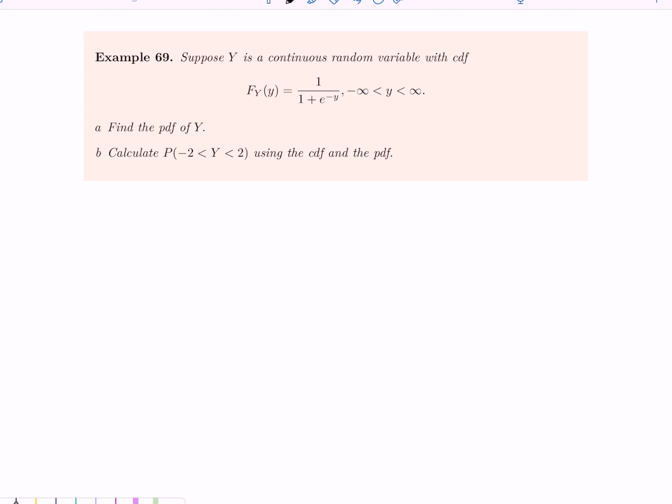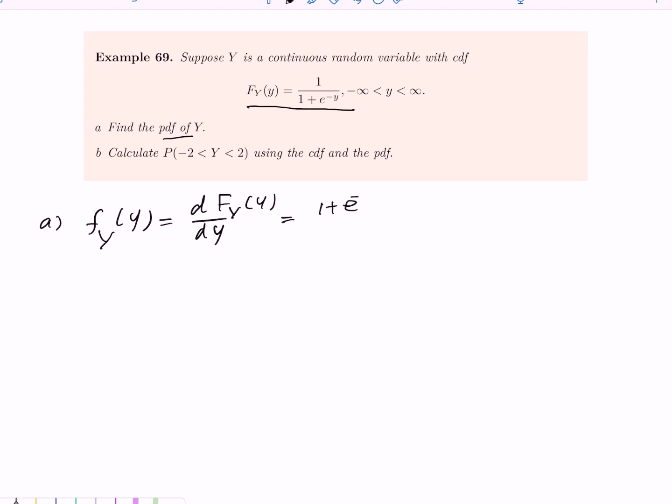In this example, the CDF is given and we are asked for the PDF. Okay, how do we find the PDF? We know it is f_Y(y). This is equal to the derivative of the CDF with respect to y. So you can use the quotient rule or the chain rule. So let me use the quotient rule.